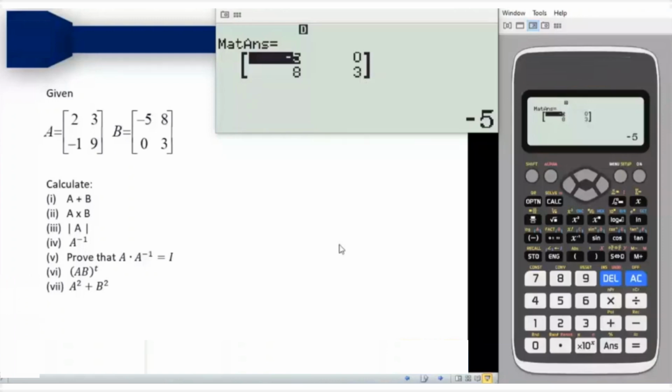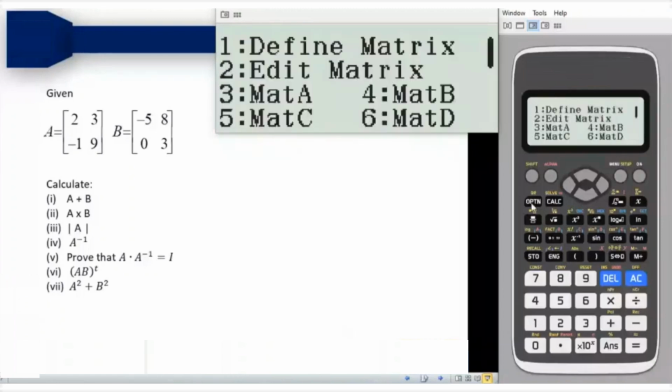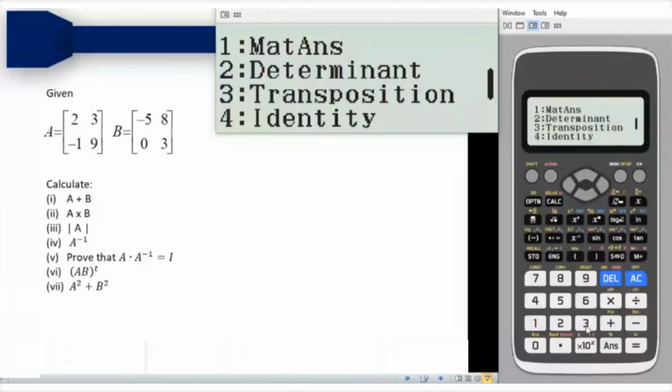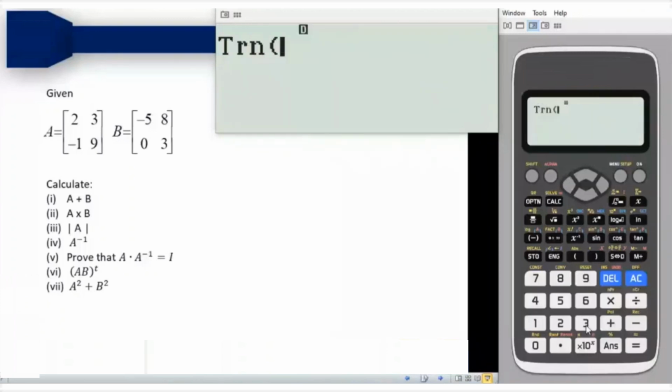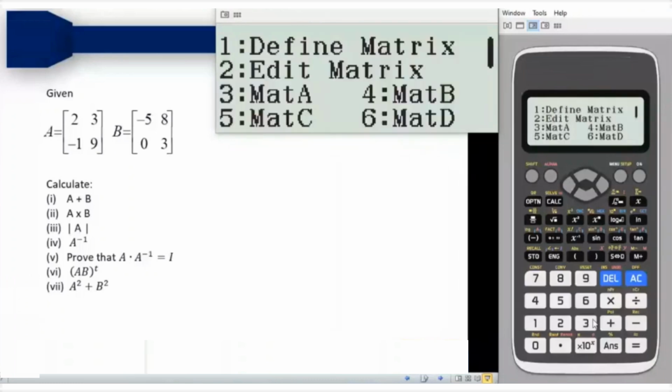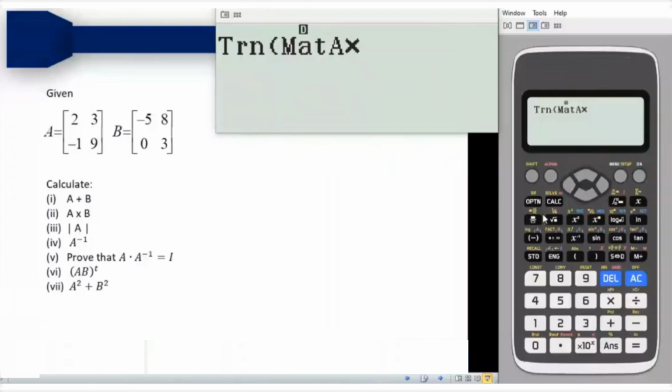So now I will perform the actual task, the requirement of the question, that I need to perform transposition. So I will press option. I will scroll down. I will press 3 and I will press option 3 for matrix A, multiply by option 4 for matrix B, and I will close the bracket. So I want to perform transposition of matrix A multiplied by matrix B.